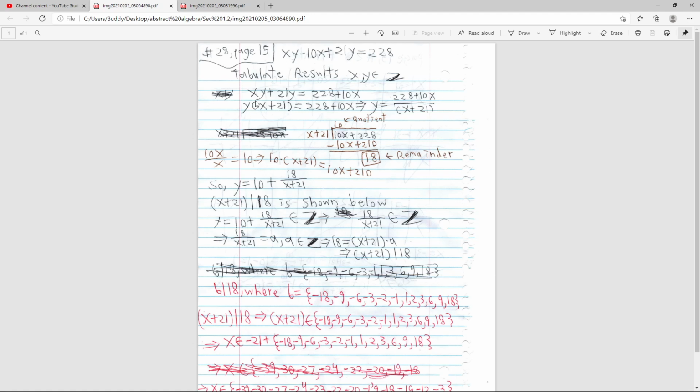The last idea for this section is we have the equation xy minus 10x plus 2y equals 228. Tabulate results, where x, y are in Z for this equation.